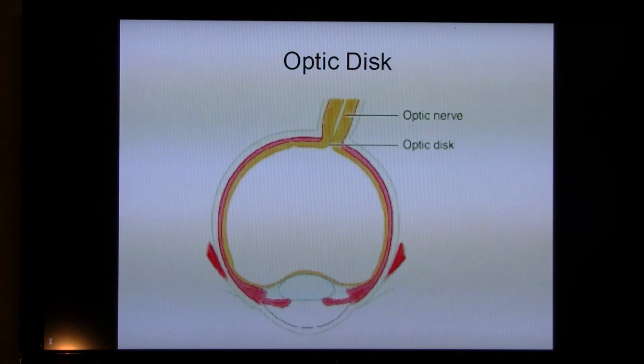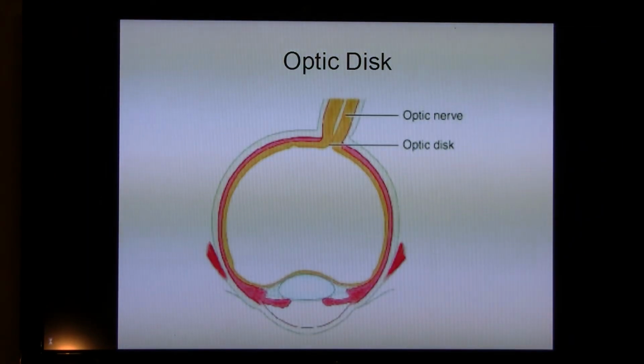On the next one is the optic disc, and it is a white spot at the back of the eye where the optic nerve leaves the retina and the eye. No photoreceptors are present in this part of the eye, and light focused on that area will not stimulate vision. Hence, it's called the blind spot.